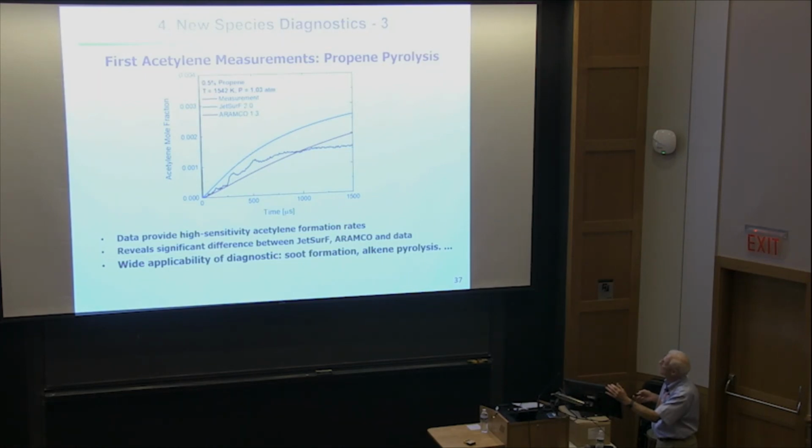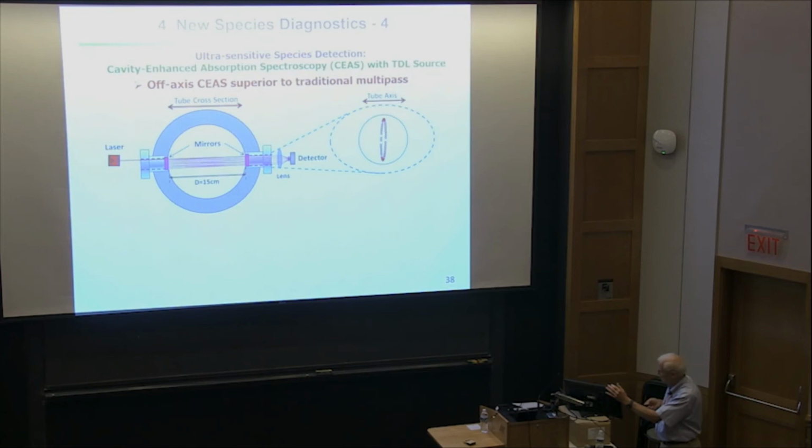We're now beginning to look at using these to form soot formation, but we run into problems where we wish the technique were more sensitive. How do we make, here's one technique for how you make it more sensitive. So you basically, you increase the path length. So instead of it being one pass across the shock tube, it's 100.